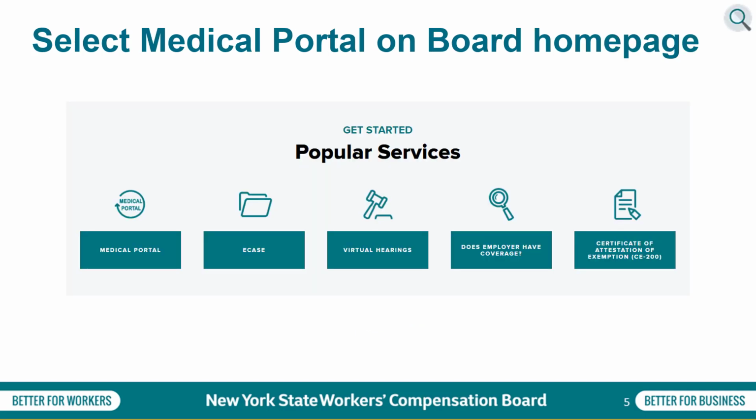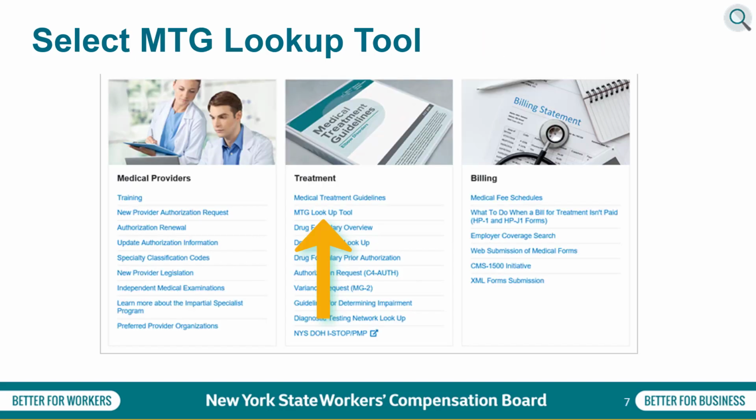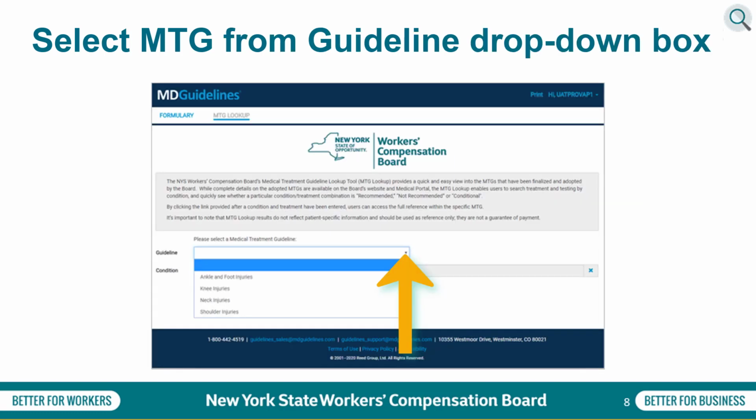To start, you will need to sign into the medical portal. On the Board's homepage, you can find the medical portal icon on the page. Select this icon. Enter your NY.gov assigned username and password. Select Sign In. You will then see different sections for medical providers, treatment, and billing. Under the Treatment section, select the MTG Lookup Tool. You are now using the MTG Lookup Tool.